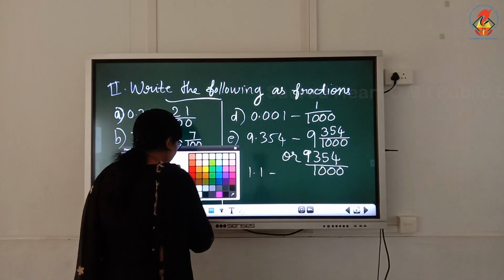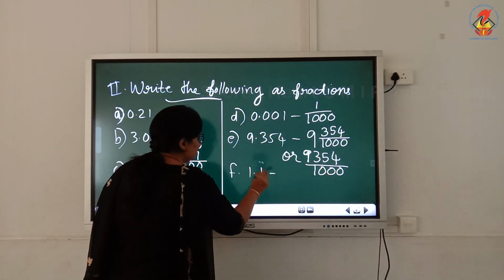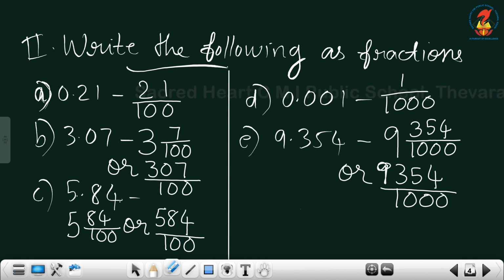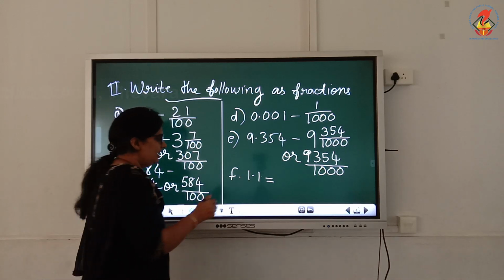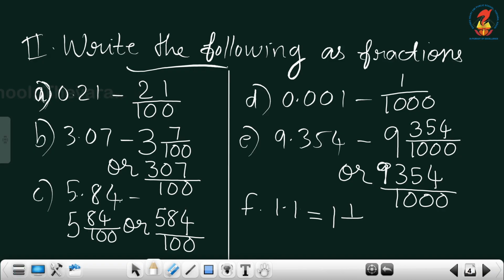And the next one I will give. Question number F, that is 1.1 only. How can we write 1.1? 1.1 also you can write in 2 methods, and that is 1 and 1 by 10, or how can we write, remove the decimal point, it will become 11. After that 11 by 10. Okay, is it clear?